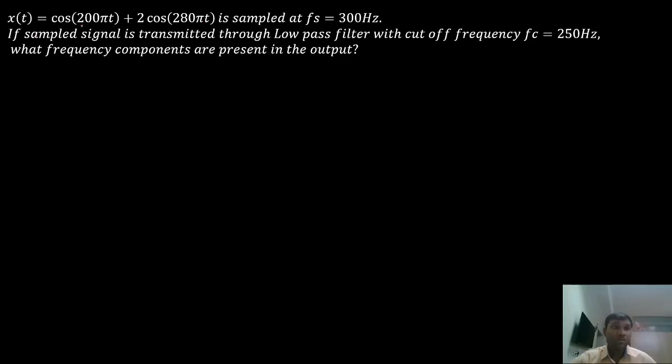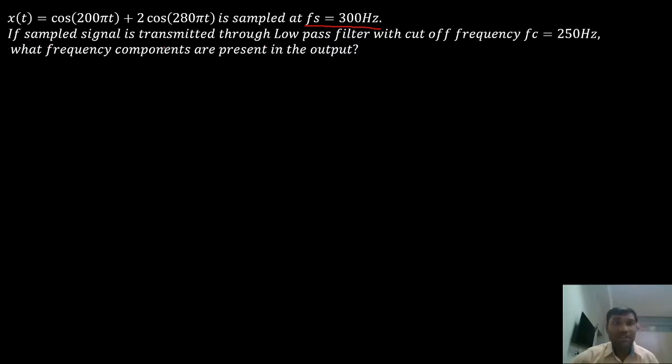Now let us do a few problems on sampling. So the first problem is, we are given a signal x of t. A signal x of t is given, that is cos 200 pi t plus 2 cos 200 pi t. This signal is sampled at a frequency of 300 hertz. Fs is given as 300 hertz.